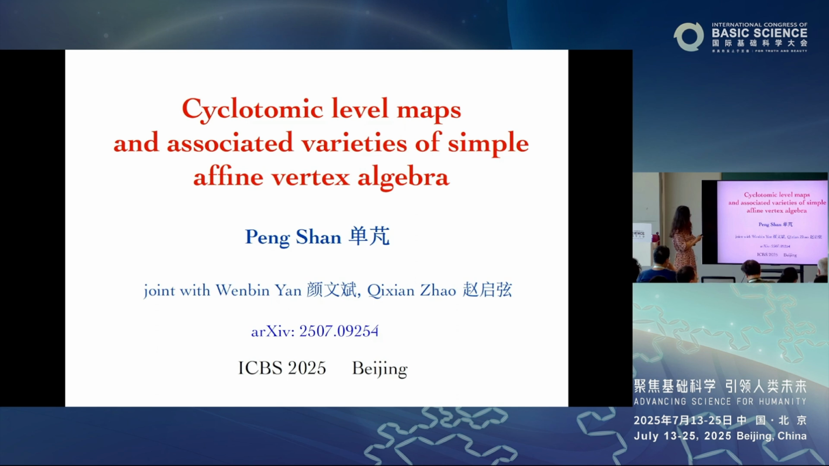As you see, there are two parts in the title: cyclotomic level maps and associated varieties of simple affine vertex algebras. Actually, we study a map, the cyclotomic level map, and the reason we studied it was motivated by willingness to understand the associated variety of simple affine vertex algebras. So I will first explain the result we obtained on these maps, and then I will explain a conjecture on these associated varieties.